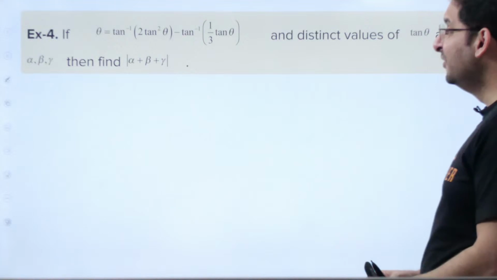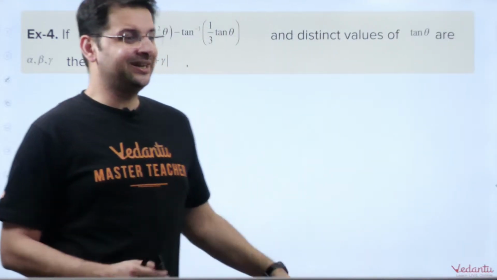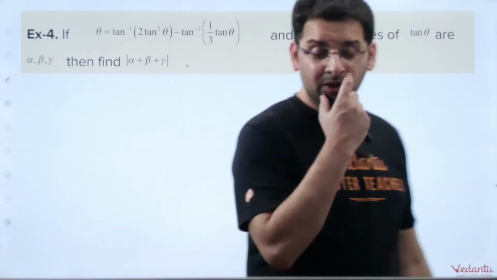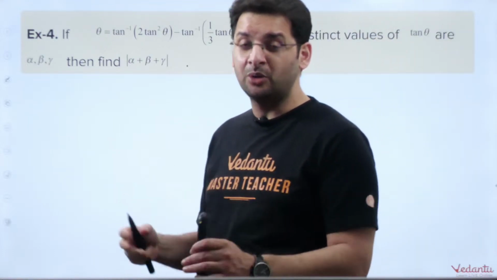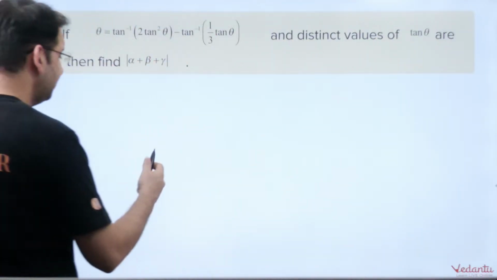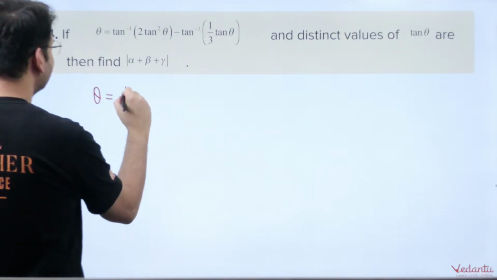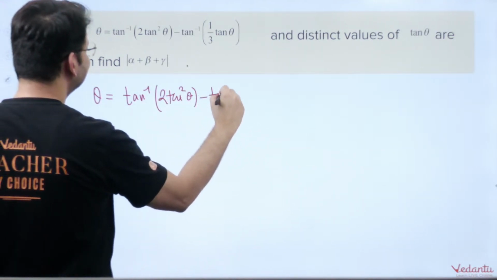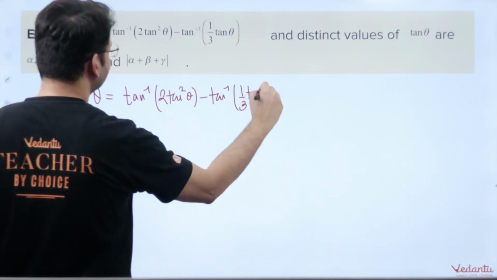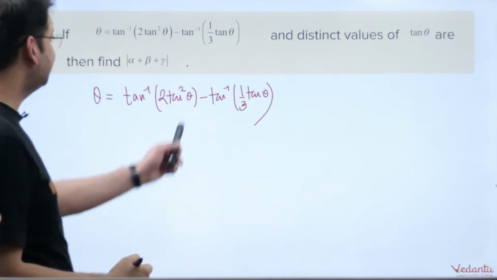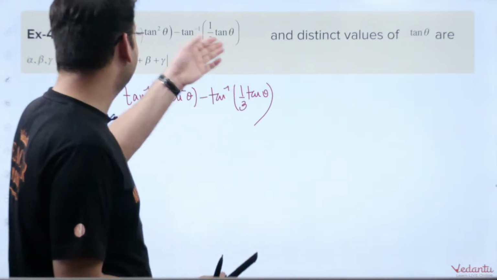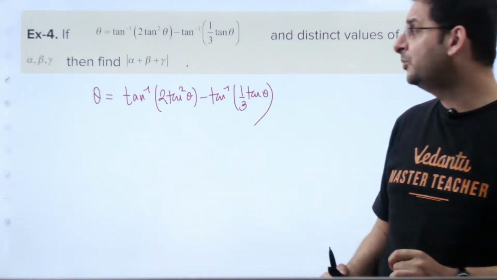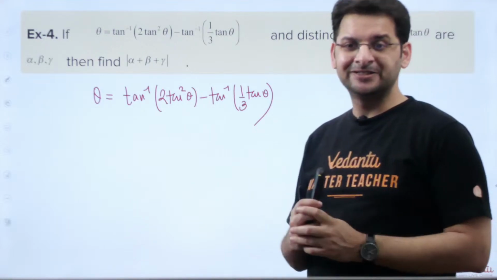Inverse trigonometry. And again, in recent years in JEE Advanced, a lot of questions have actually come from inverse trigonometry. So this is one topic which you should not be ignoring. It says theta is equal to tan inverse 2 tan square theta minus tan inverse 1 by 3 tan theta, and distinct values of tan theta are alpha, beta, gamma. So there are 3 distinct values of tan theta which are going to satisfy this. What is going to be the value of mod of alpha plus beta plus gamma? This is the question.